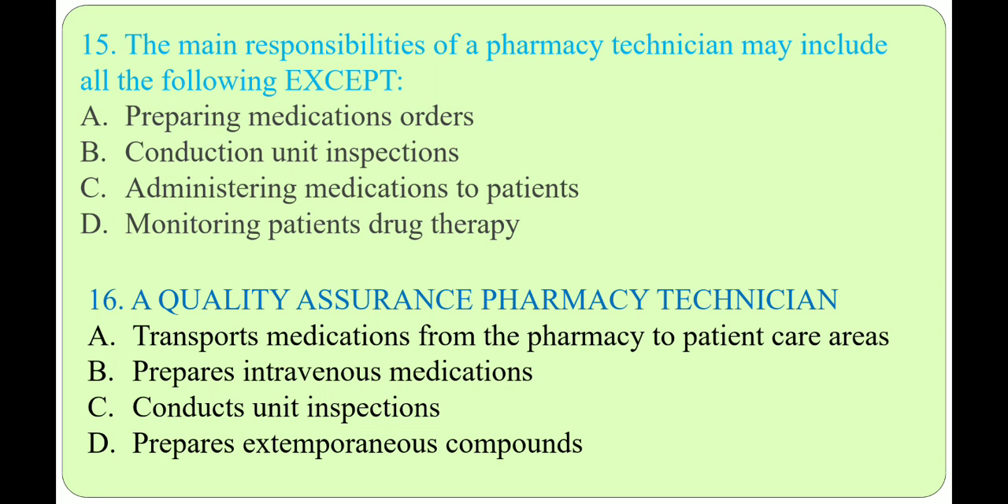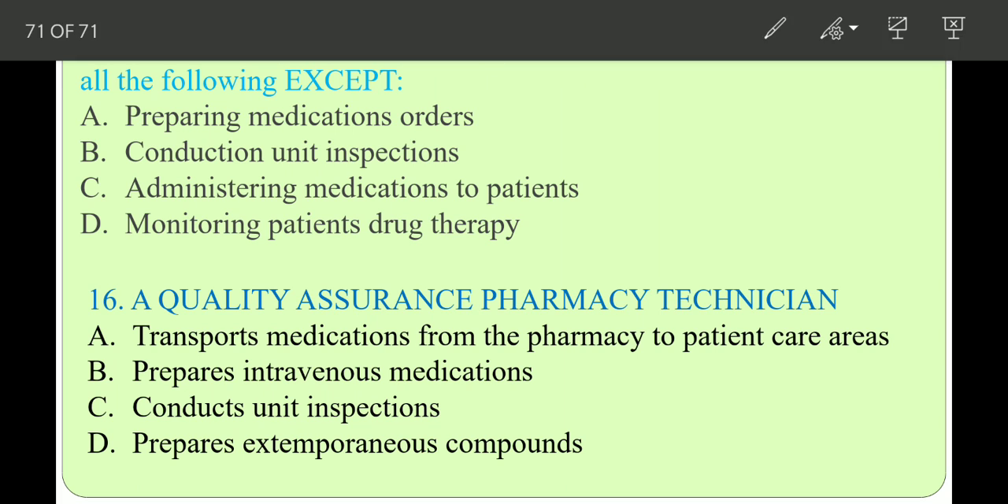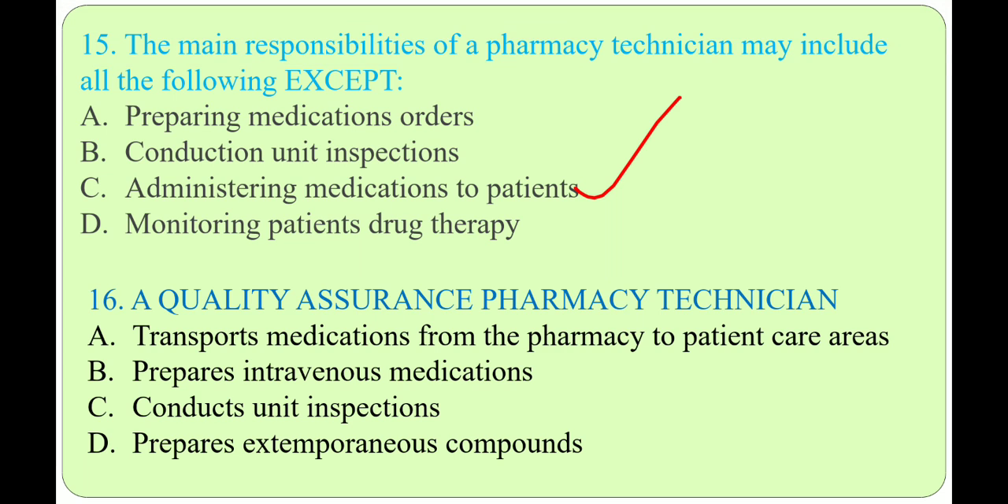Next question is, the main responsibilities of a pharmacy technician may include all of the following except. The first option is A. Preparing medication orders, B. Conducting unit inspection, C. Administering medications to the patient, D. Monitoring patient drug therapy. So the correct answer is C, that is administering medications to the patient.